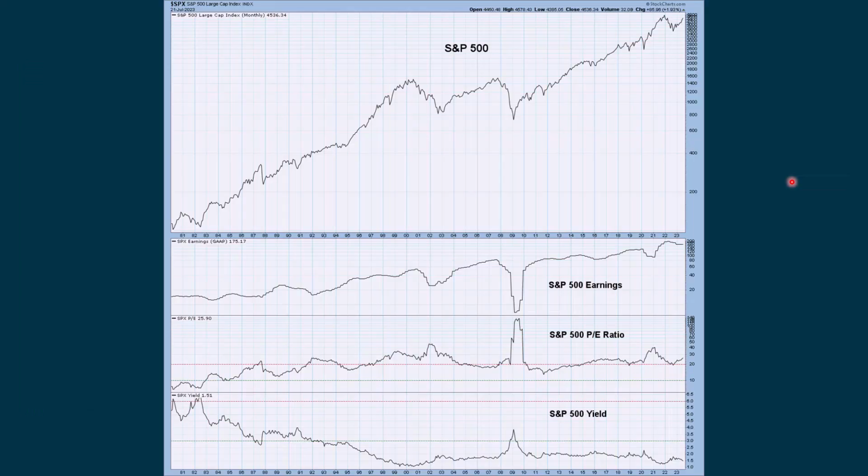Fundamentals, just to keep up with where we're at based on earnings, we're pretty much flat as we're going through earnings season right now. When earnings are flat and price goes up, that makes the PE ratio go up. That also makes the yield go down. Those are the dividends that you receive for the S&P 500.